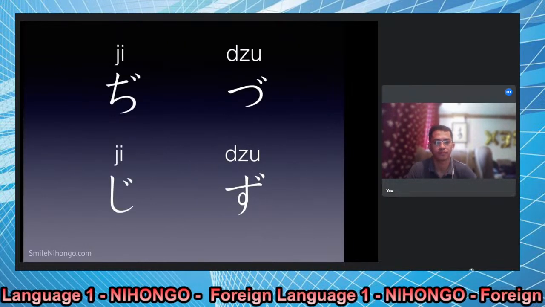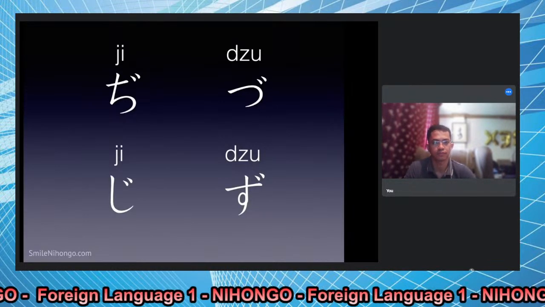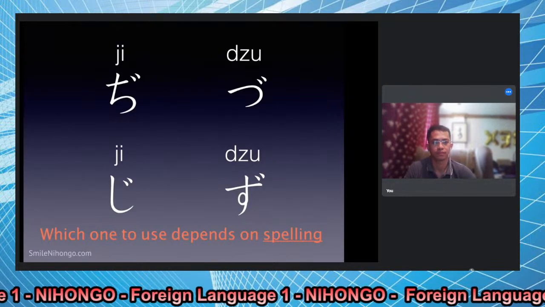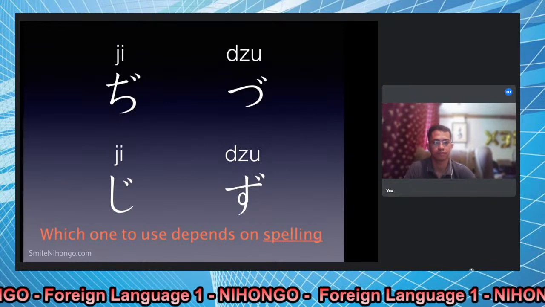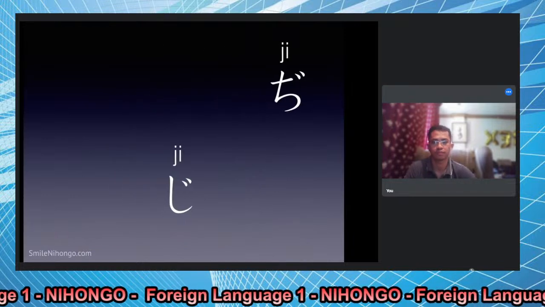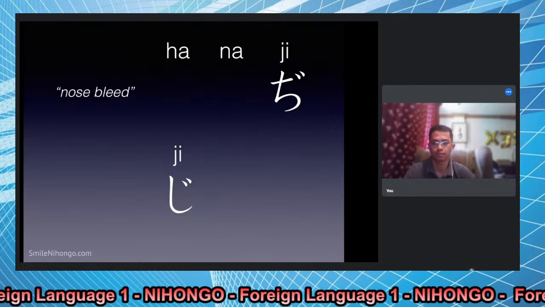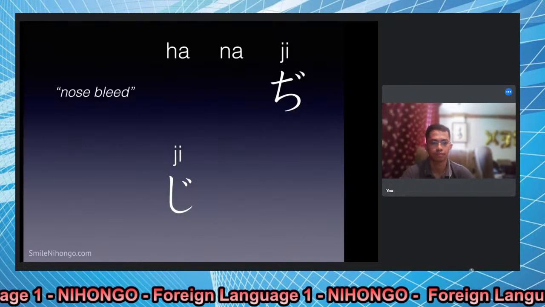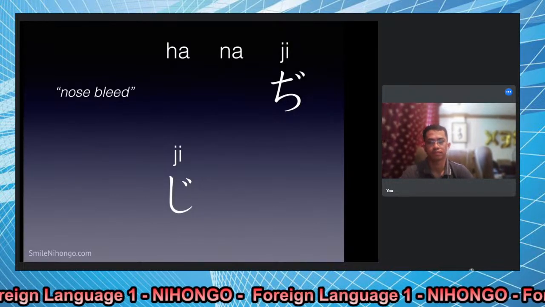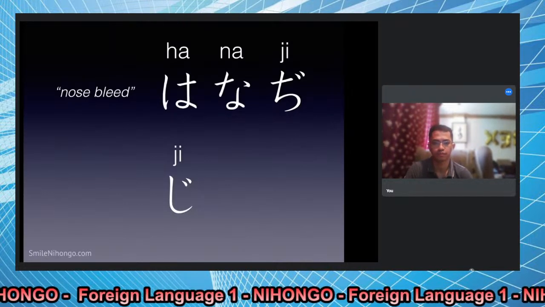So which one do we use when we have to spell ji and zu in Hiragana? Well, that depends on the spelling of the word. That's something that you have to memorize as you learn a new word. Let me show you examples. If you want to spell nosebleed in Hiragana, which is hanaji, you have to use chi plus ten-ten for the sound ji, because that's how you spell this particular vocabulary. And it looks like this in Hiragana, hanaji.